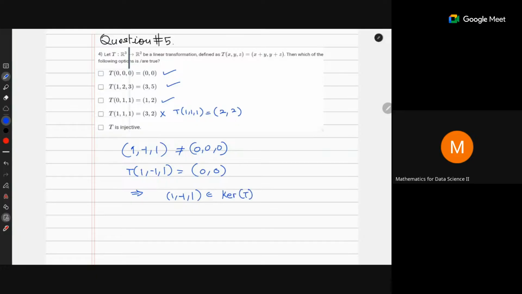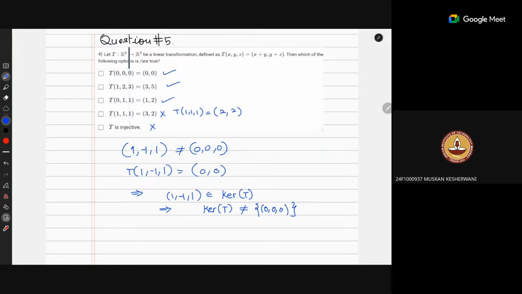All right. So this clearly implies that the kernel of T is not equal to only the 0 element, only the 0 0 0 element, because it has a non-trivial element also. So this statement is false.